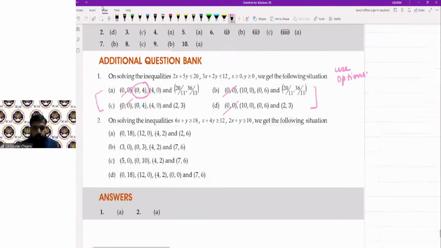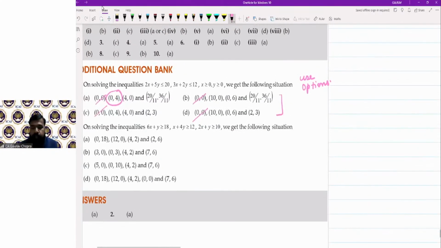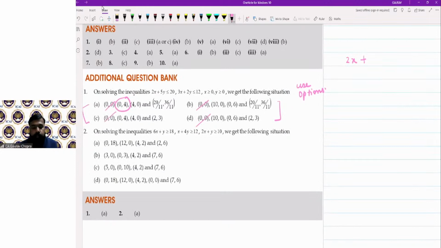If you check 2x plus 5y less than or equal to 20, you check 0,4. So 0 plus 5 into 4 is less than 20. So it is verified. It is correct. Since it is correct, now we have to choose between A and C because B and D will be rejected.